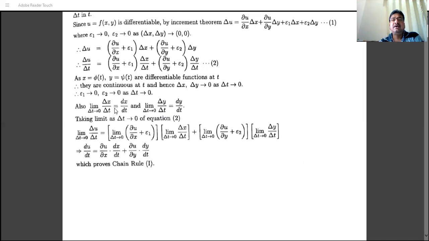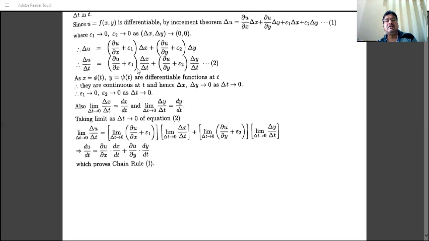So we have the limit of delta x by delta t as delta t tends to 0 is dx by dt, and when delta t tends to 0, delta y by delta t is dy by dt. And then taking the limit as delta t tends to 0 of equation number 2 on both sides, we have the limit of delta u by delta t equal to the limit of this bracket, the limit of this quantity, then the limit of this quantity.